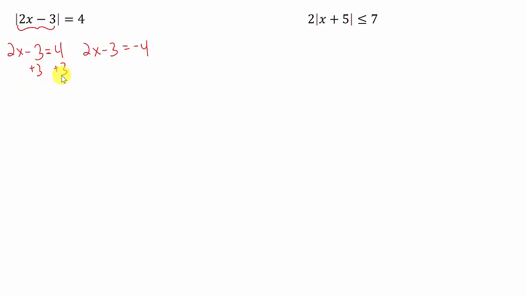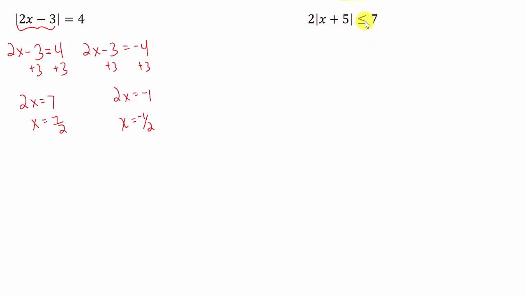We're going to add 3 to both sides. We get 2x equals 7. Divide by 2, we get x equals 7 over 2. Here, I'm going to add 3 to both sides. I'm going to say 2x equals negative 1, divide, and I get x equals negative 1/2. Now, it's a good habit to always check your answers by plugging in. But these are our 2 answers for this. Both of those will satisfy.